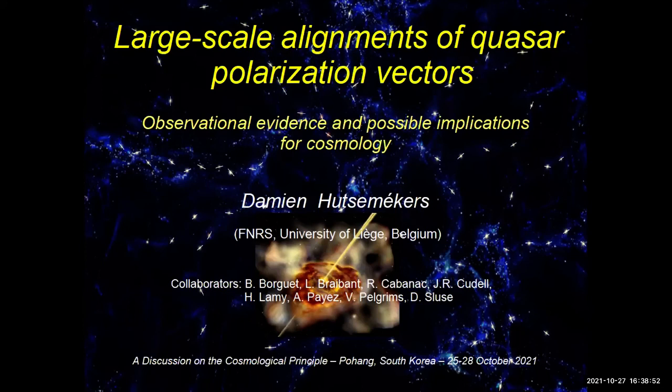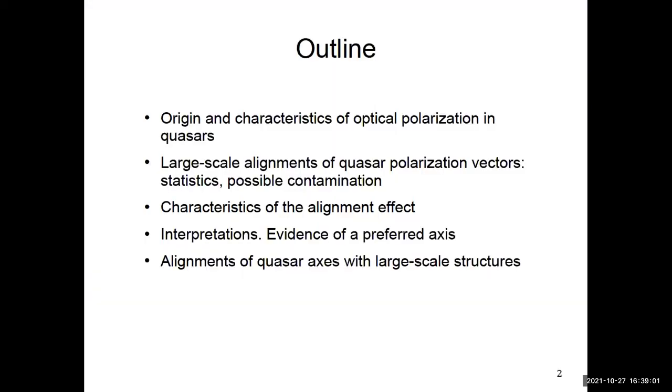for cosmology. This is a work we started about 20 years ago and still continuing with several collaborators. The outline of the talk will be the following. I will first briefly describe the origin and characteristics of optical polarization in quasars. Then I will describe the large-scale alignment of quasar polarization vectors, the statistics and possible contamination. I will try to characterize the alignment effect a bit more, and then some interpretation, evidence for a preferred axis. And finally, I will end with alignment of quasar axes themselves, since the polarization is related to the quasar structure, and alignment with the large-scale structure.